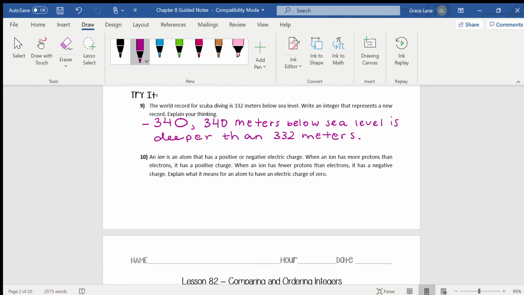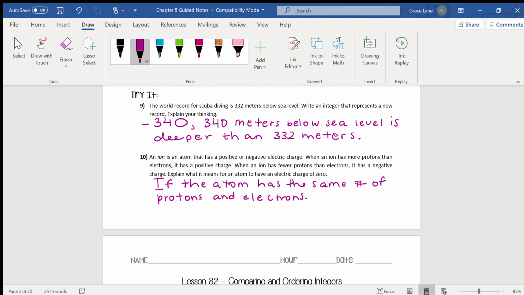Okay, so to answer this, you should have said that if the atom or the ion has the same number of protons and electrons, it would have a charge of 0 because 0 is neutral. So if you think about protons being positive and electrons being negative, if you have the same amount, they all cancel each other out, which gives it a kind of like a 0 or a neutral charge.